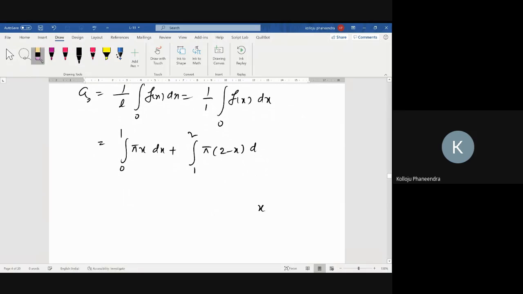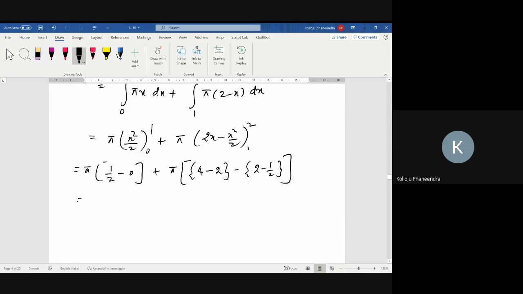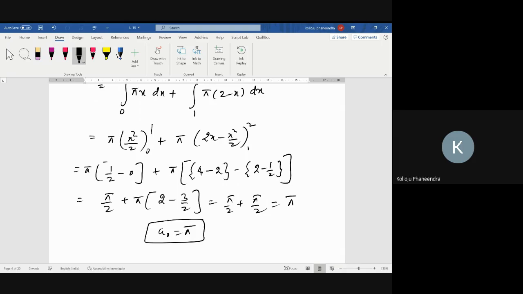Therefore this implies pi integration of x square by 2 from 0 to 1, plus pi times (2x minus x square by 2) from 1 to 2. This is pi upper limit 1 by 2 minus 0, plus pi, upper limit 4 minus 4 by 2, minus (2 minus 1 by 2). So this is pi by 2 plus pi into (2 minus 3 by 2), which is 1 by 2. So pi by 2 plus pi by 2 is pi. A naught value is pi.